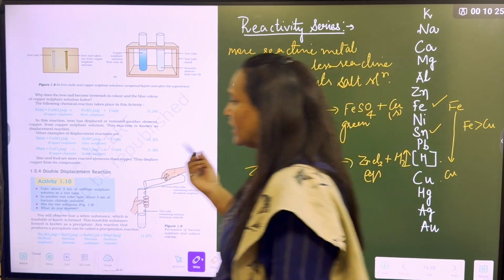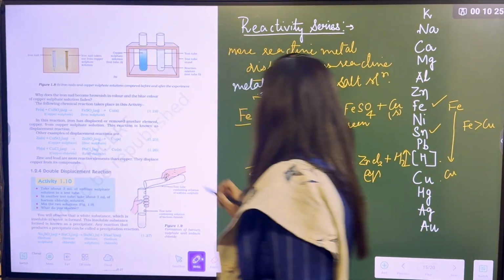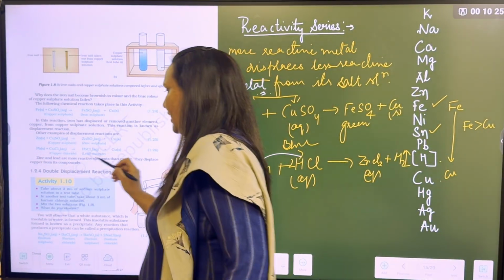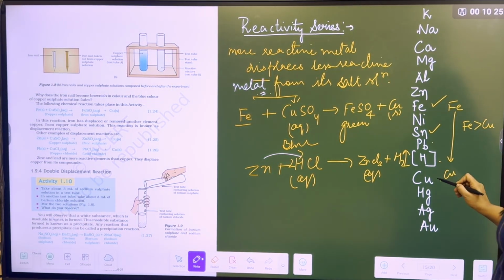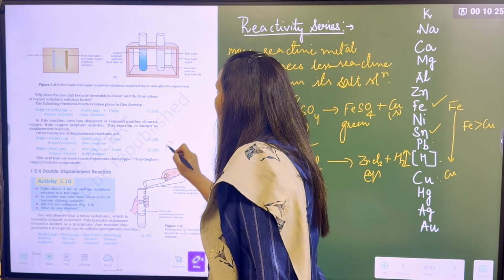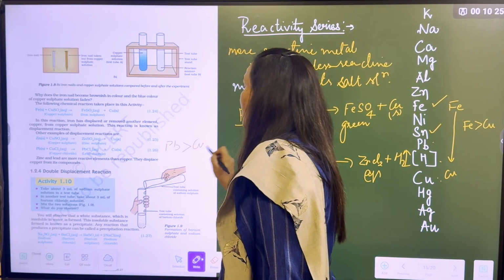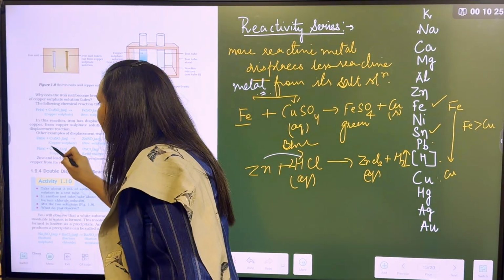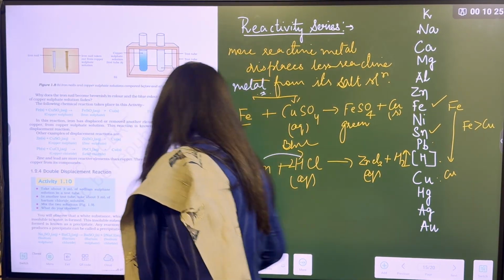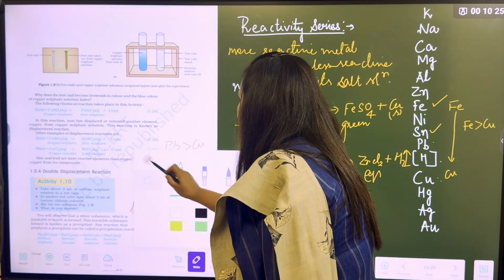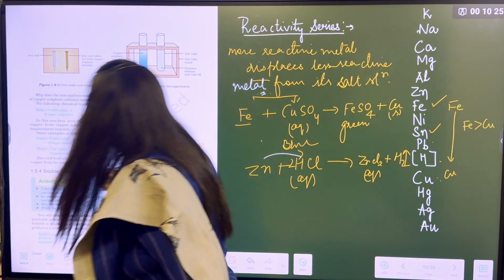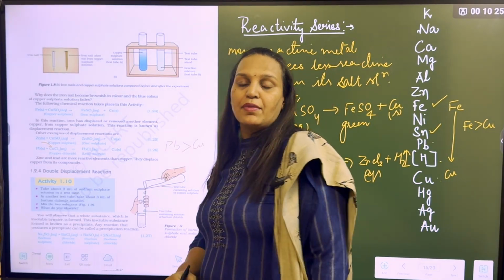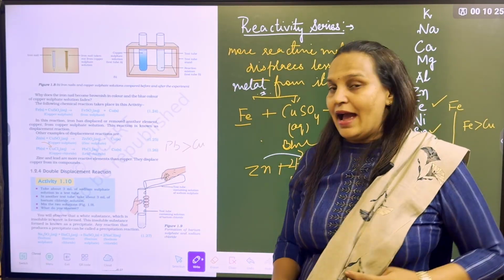Any other? Third example, you can see there, lead plus copper chloride. So lead, can you see in the reactivity series? Lead is above the copper. So lead is more reactive than copper. So what will happen? Lead will push the copper out and form the compound lead chloride. Am I clear?